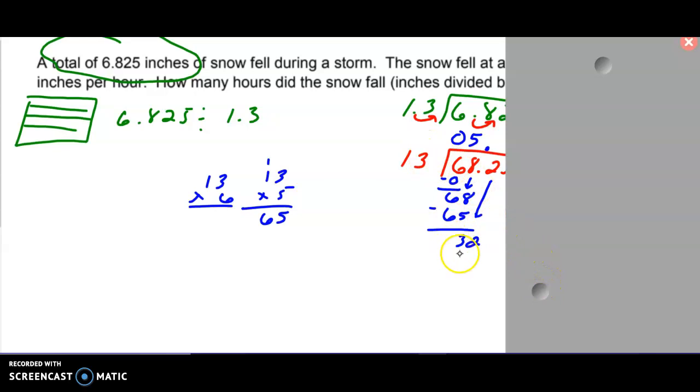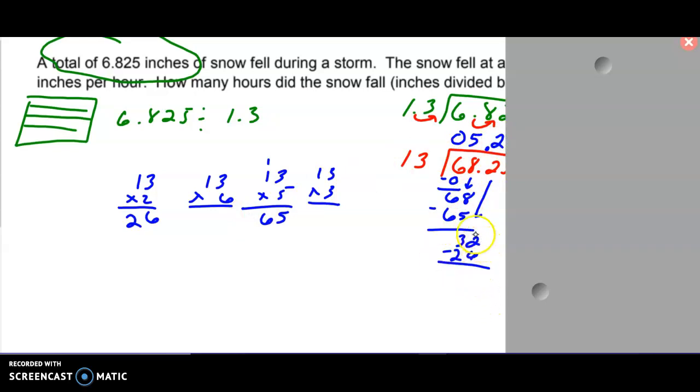All right, 13 into 32. Well, 1 times 3 is 3. If I did 13 times 3, well, 1 times 3 is 3, but 3 times 3 is 9. That's going to be 39. That's too big. Dadgummit. All right, let's do 13 times 2. 2 times 3 is 6. 2 times 1 is 2. All right, that'll work. So I'm going to put 2 above that 2. I'm going to subtract 26.